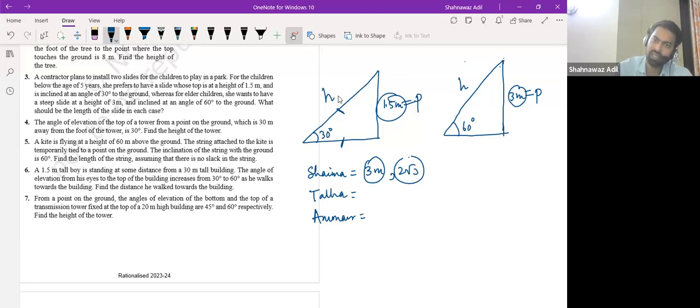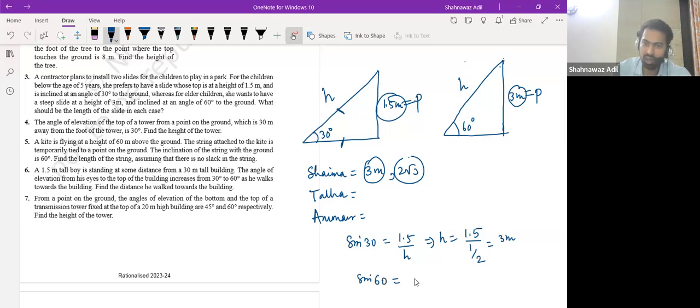Remember, this is P and H. So we have to use sine 30, which is 1.5 by H. And then this H would be 1.5 divided by 1 by 2. Right, so this would be 3 meters. Good. And then sine 60 would be what?